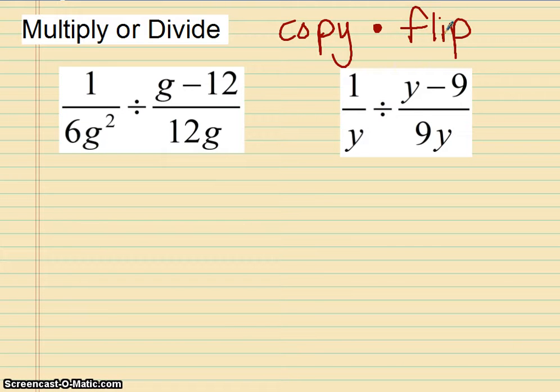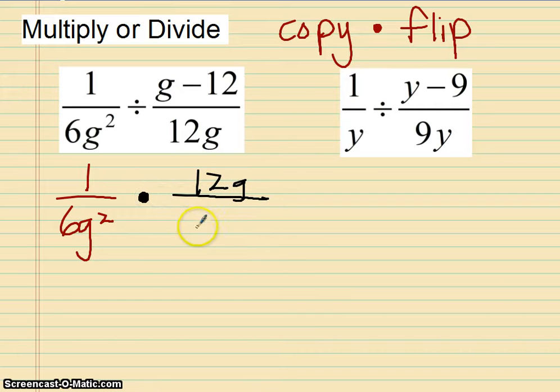And so we're going to go ahead and copy our first fraction, 1 over 6g squared, and then we're going to dot, change the division sign to a dot, and flip our second fraction. So we have this problem, and this g looks terrible, which is probably why I don't usually choose the letter g as a variable. That's just me.